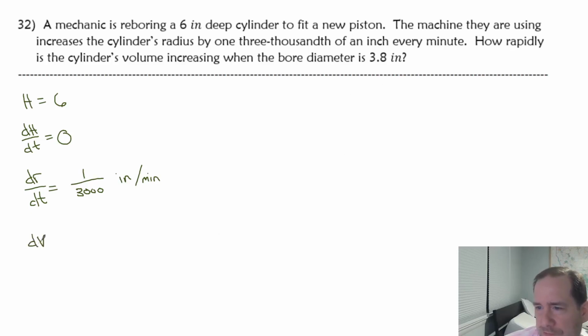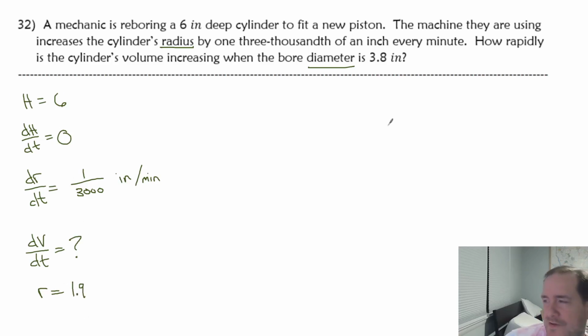They're asking you to solve for dV/dt. They're wondering, what is this thing, when the bore diameter is 3.8 inches. All right, so this said radius, this says diameter. Be careful, because that is obviously a mismatch in our dimensions here. So I don't care about diameter. Make sure you change the diameter from 3.8 to 1.9. We only care about the radius.